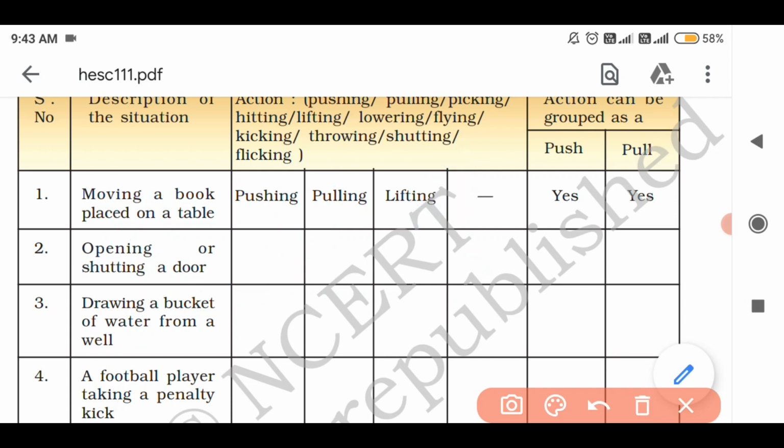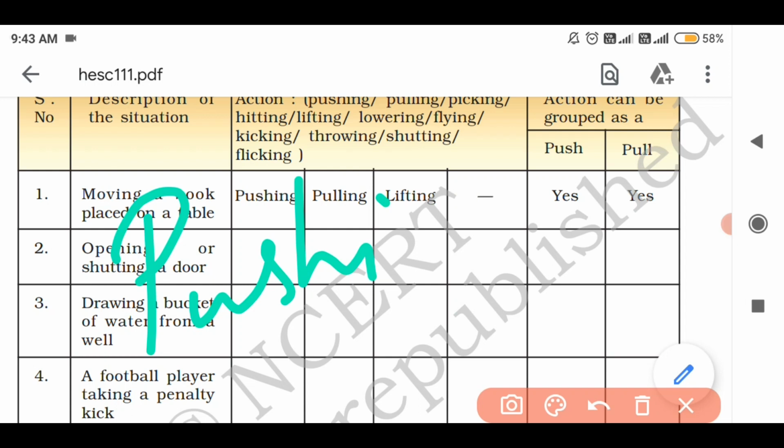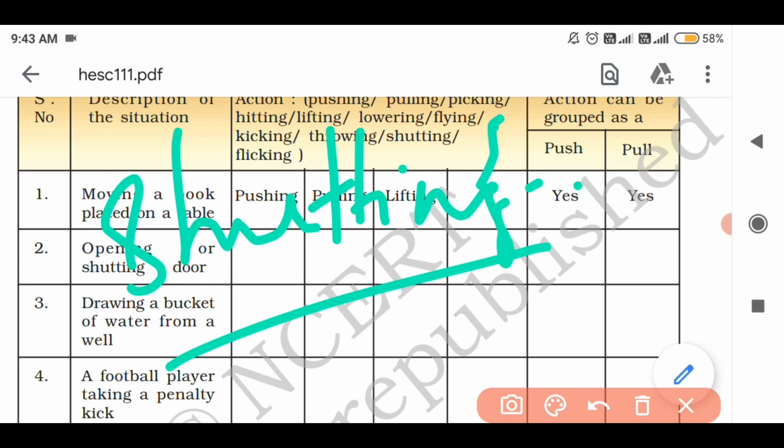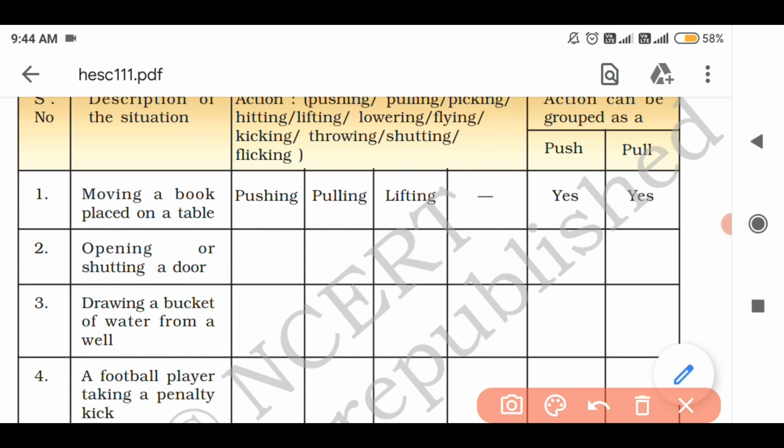Similarly, to shut a door we have to push the door. So I will write it over here, pushing. In any of the 4 boxes you can write, right? And we can also write shutting, right? Generally we are shutting the door, so it is involved in this. Shutting the door. So the actions can be grouped as push is involved here, yes. So yes, we can write for push, and yes, we can write for pull also. Both for push and for pull we can write yes in this box and in this box.